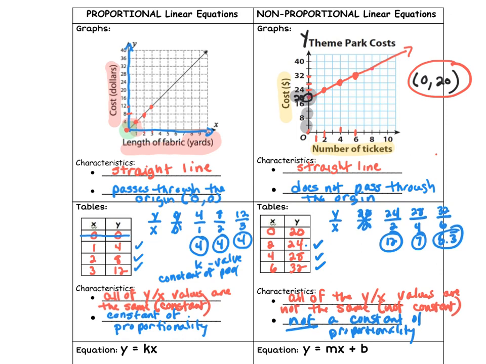There's one more thing I want to point out now on the table. There's 2 points that are important. If I look at 0, 0 in a table, that's a great sign that I'm going to be starting at the origin. And so if I have a straight line that starts at the origin, I indeed have a proportional linear relationship.